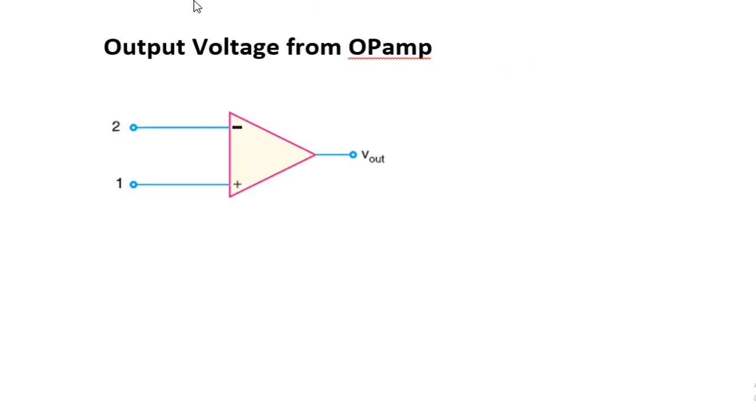The output voltage from an op-amp depends upon three important factors. The first one is the voltage gain of the op-amp. So first thing is voltage gain. Second thing is the polarity relationship between the inputs V1 and V2. And third is our supply voltage VCC we supplied.